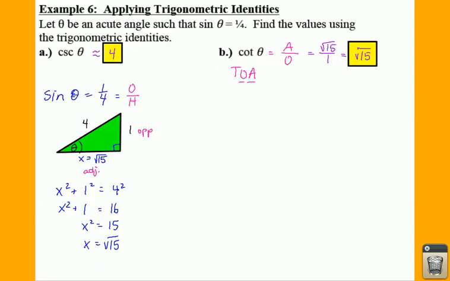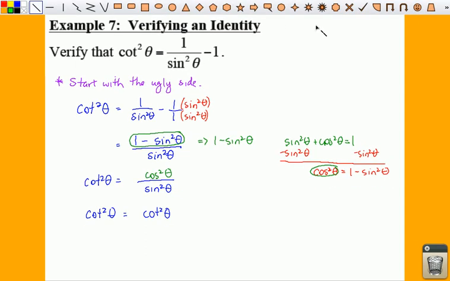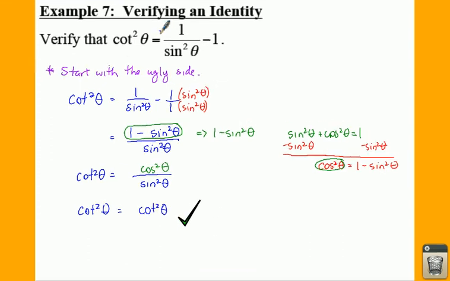And you're going to be able to use substitution once again, and show that cotangent squared theta equals cotangent squared theta. And so what you've done there is you have proved that the right side and the left side are equal to each other. So, there's your check mark for doing such a great job.